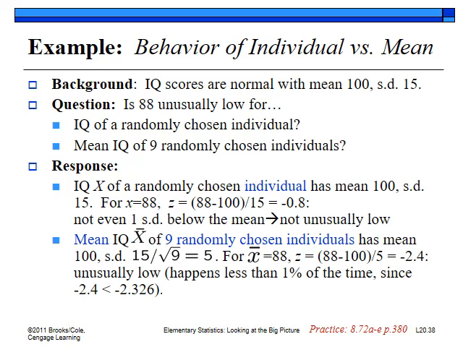If we choose 9 at random, again, the mean of the averages ought to be 100. For the standard deviation, we take the standard deviation of the population, which is 15, but we're going to divide by the square root of the sample size. So the square root of 9 is 3. That gives us a standard deviation for this sample mean of 5. So standardizing using 5 as the standard deviation gives us a z-score of negative 2.4. That is an unusually low z-score.